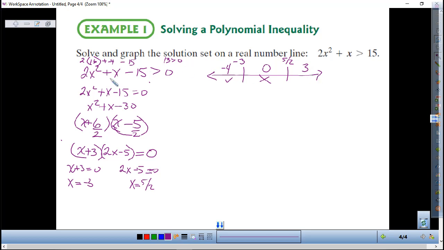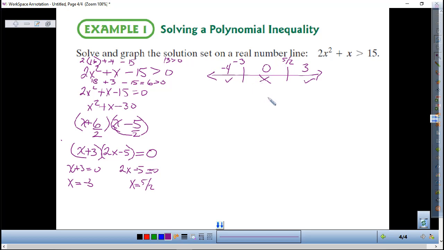All right, and then let's say that I put 3 in there as my last test point. So 3 squared is going to give me 9. 2 times 9 gives me 18 plus 3 minus 15. And what does that equal? 18 plus 3 gives me 21. 21 minus 15 is going to give me 6. 6 is greater than 0. So that is part of my solution set.